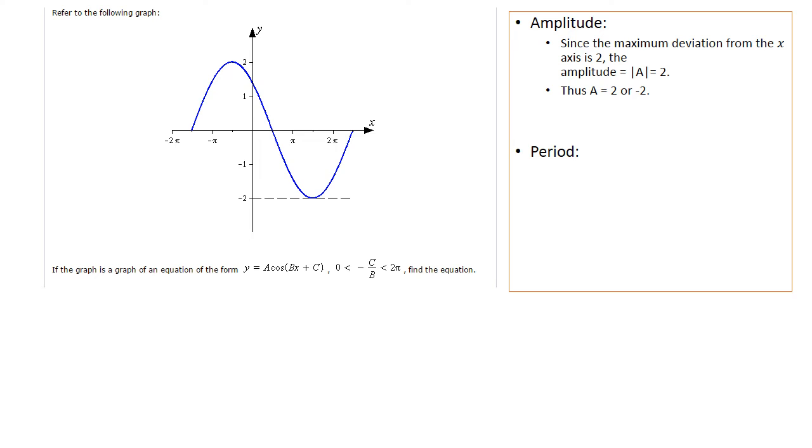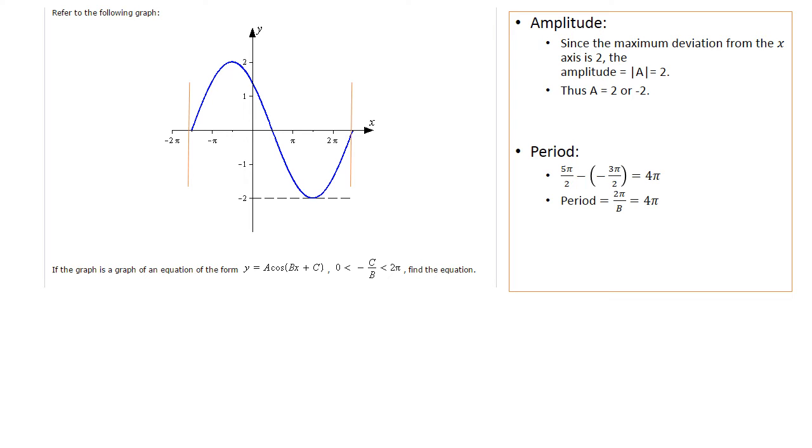All right, let's look at the period. We take from where it starts to where it stops for one period. This graph only shows one period, and we see that it goes from negative 3 pi over 2 to a positive 5 pi over 2. Taking their difference, we get that the period is 4 pi. So it has been stretched from a period of 2 pi to a period of 4 pi.